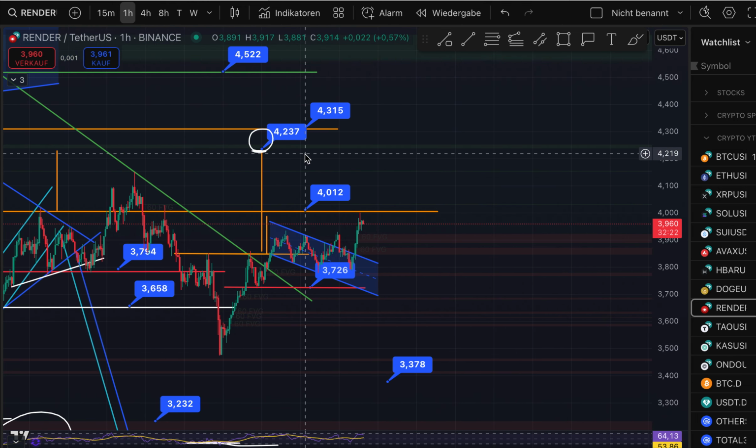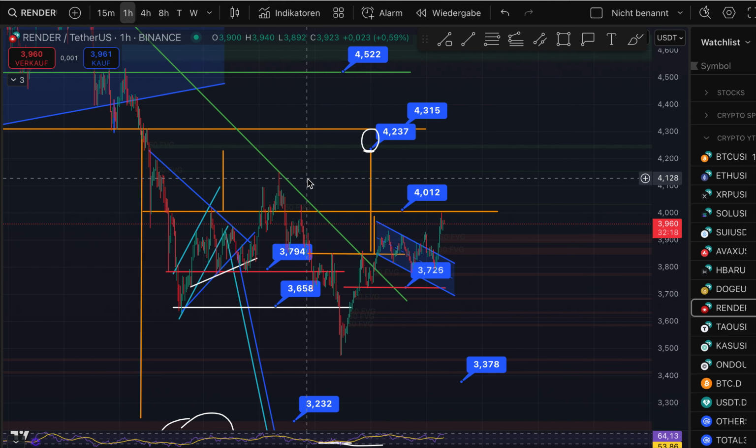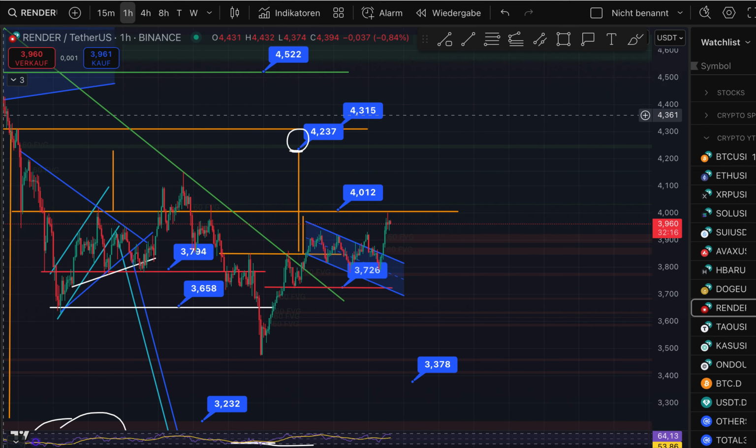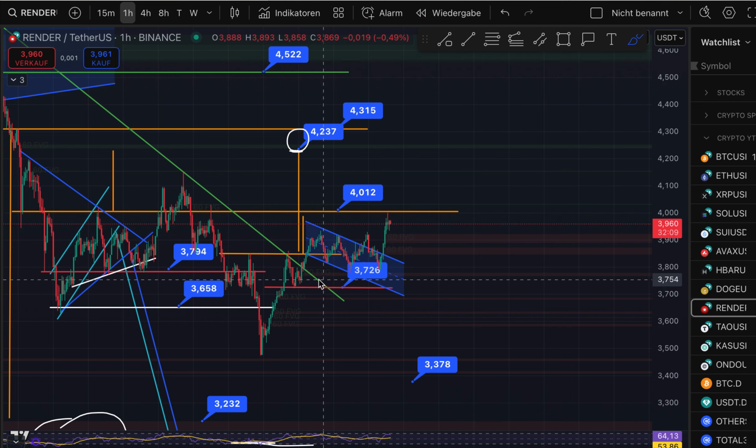Then the target is going to be the $4.23 to $4.30. That's also the target of the length of the head from the inverted head and shoulders formation. That would be also positive because we have the $4 as resistance. So if we break the $4 to the upside, then I think we have a good chance getting into the circle.